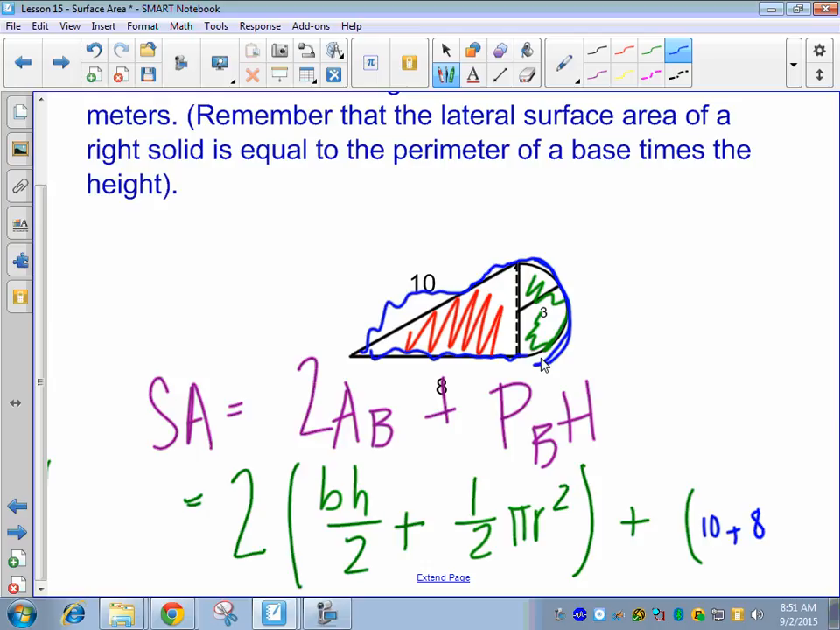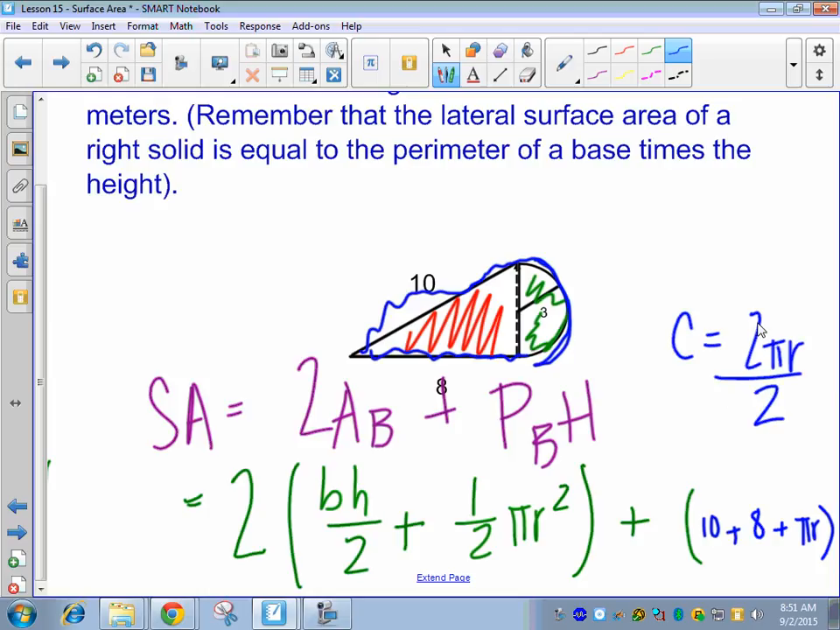Pi times radius. Yeah, very good. So we're going to do plus pi times r. Very good. And the reason for this is because the circumference, the total circumference, is 2 pi r. If we want half of that, we divide it by 2.